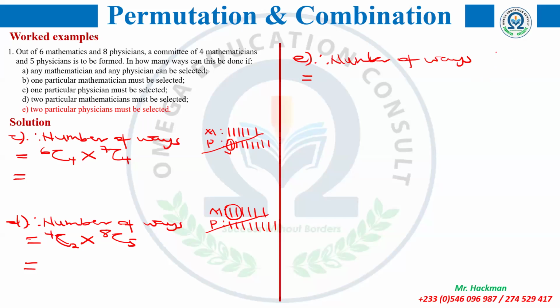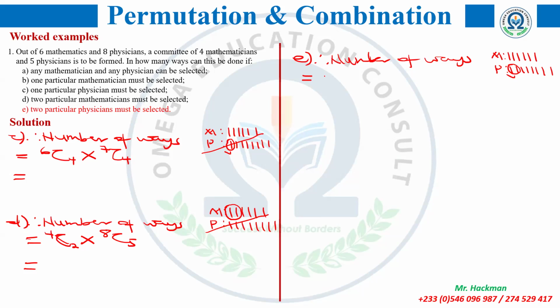So let's do the rough work here, combination. Mathematicians: 1, 2, 3, 4, 5, 6. Then physicians: 1, 2, 3, 4, 5, 6, 7, 8. So this time around it is 2 particular physicians, so we circle 2 physicians here. So these ones are selected. Okay, so now let's go.